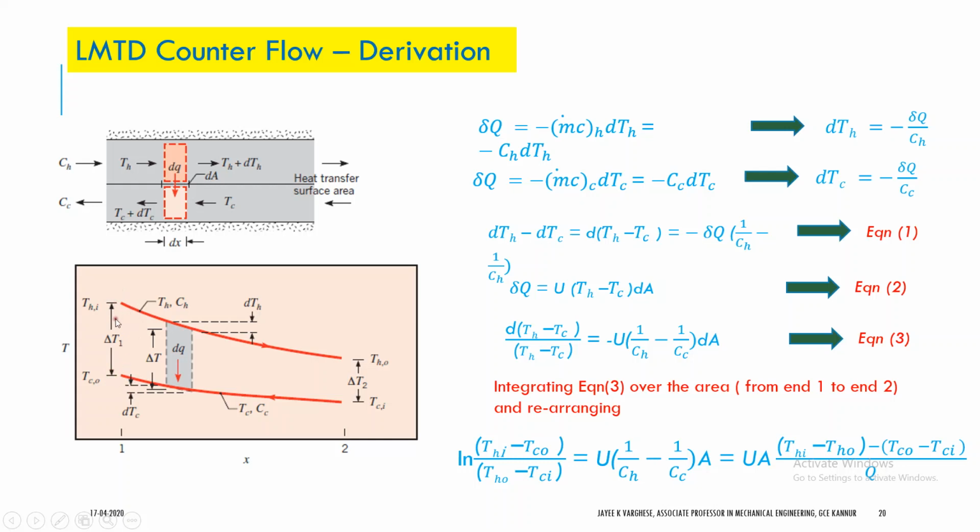So end one is the hot fluid entry end and cold fluid exit end, whereas end two is the hot fluid exit and cold fluid entry. So end one is always chosen as the end where hot fluid enters, and end two is the end where hot fluid exits. So it's always with reference to the hot fluid entry and exit that we choose end one and end two of the heat exchanger, for parallel as well as counterflow. Now follow a similar procedure.